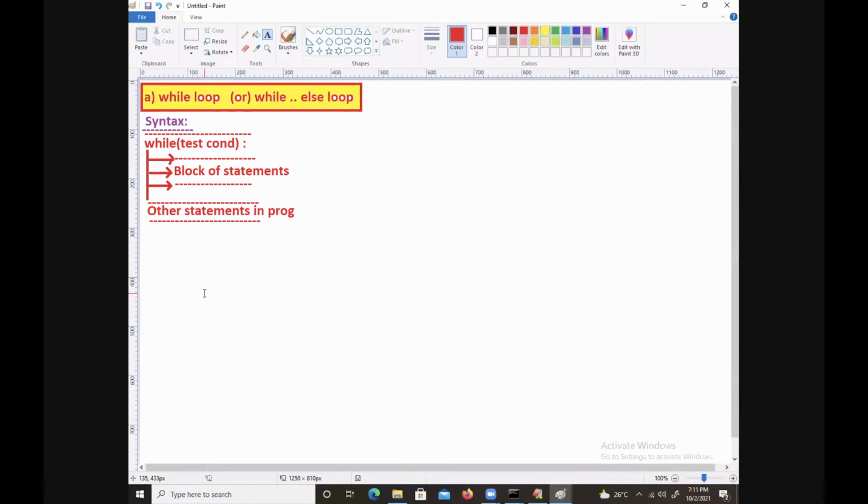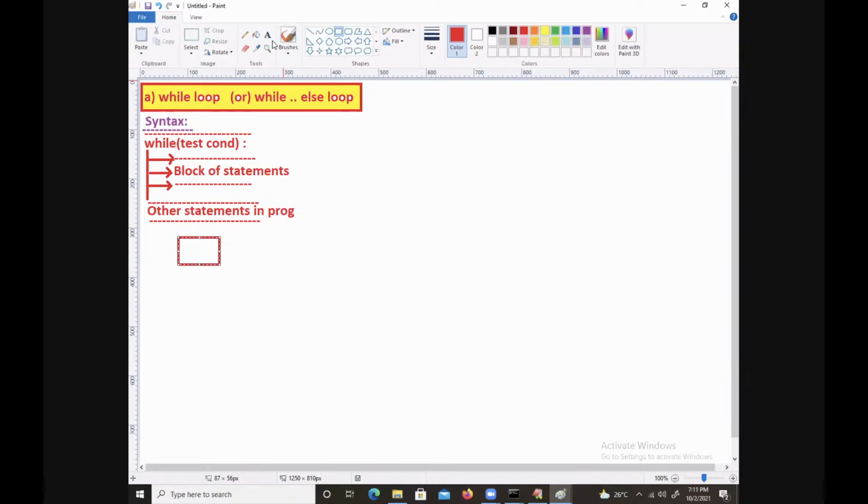Sir, what is the another syntax? Can you show another syntax? Yes, no problem. Look at that. Initialization is there before the while loop. In the flowchart, I will write it if you want. One more syntax I am writing, the same type of syntax, another way.